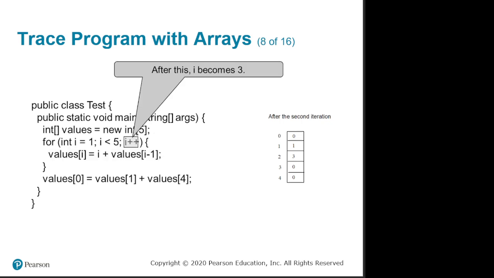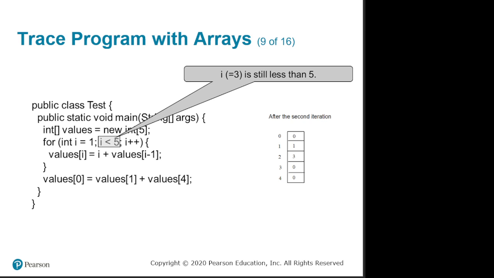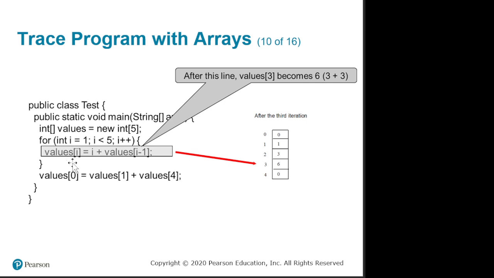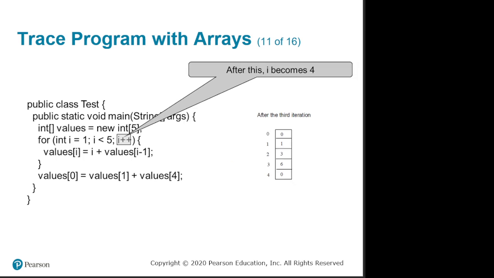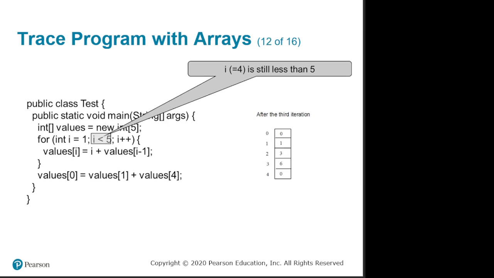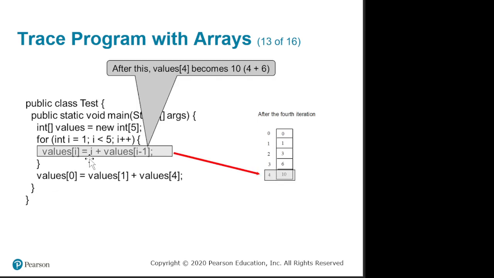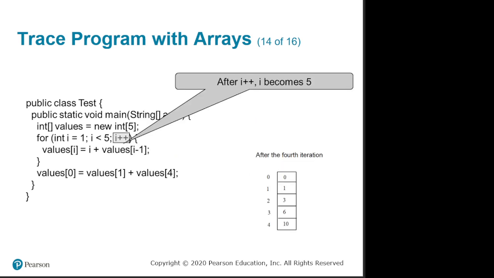We iterate. I is now 3. We check I. And with I now 3, we're going to put into memory location 3, 3 plus what's in memory block 2, because 3 minus 1 is 2, and memory block 2 has 3. So 3 plus 3 is 6. We increase the value of I. It's now 4. We check the value of I. It's less than 5. We come in, we take 4 plus what's in memory block 4 minus 1, which is 3. And that's 6. So 4 plus 6 is 10. And we store that into memory block 4.